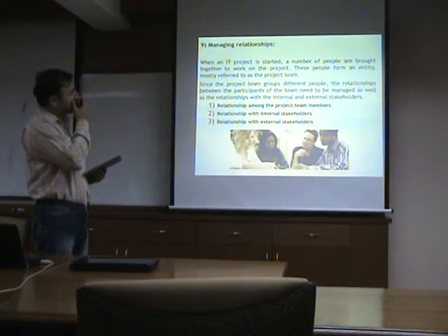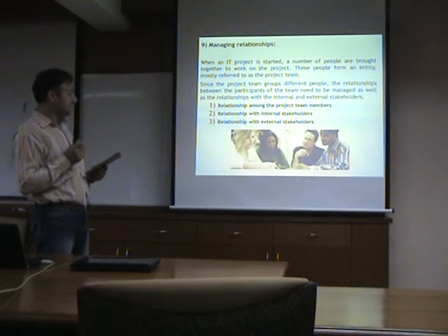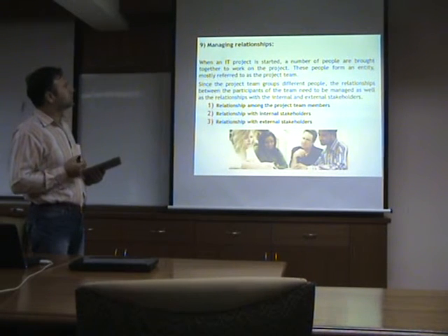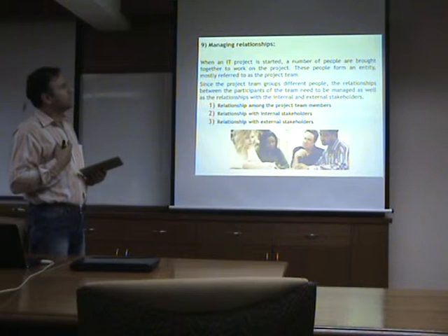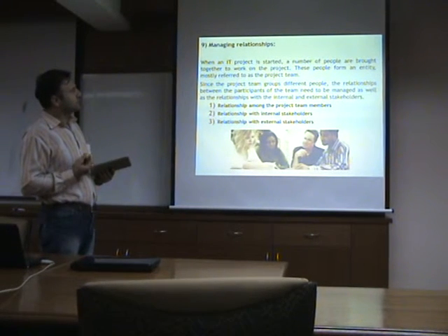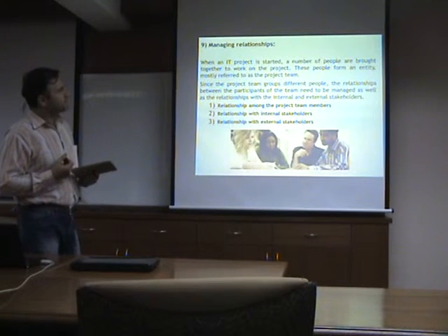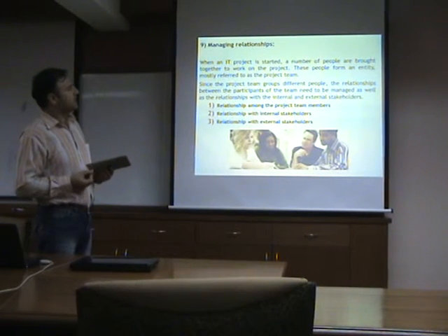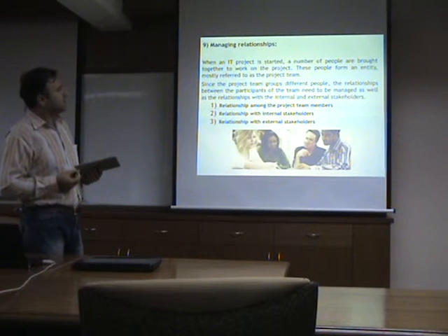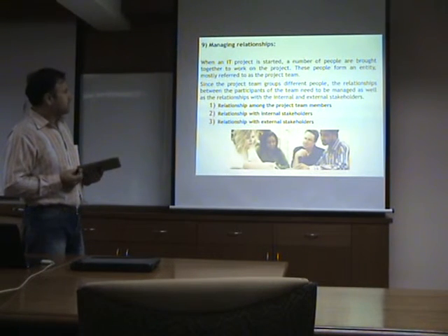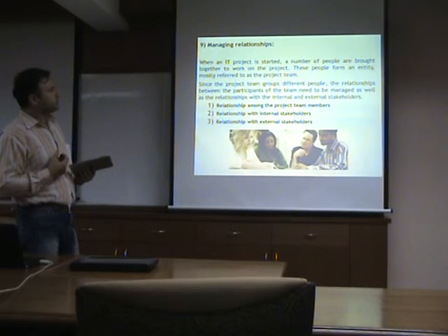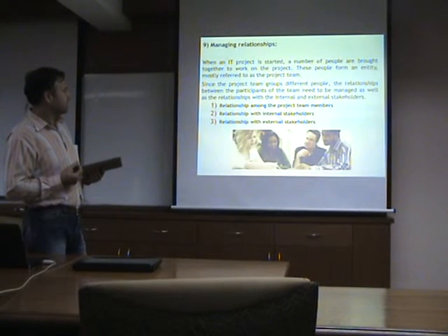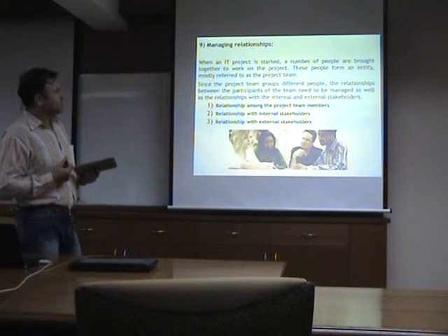The other factor is managing relationships. When an IT project is started, a number of people are brought together to work on the project. These people form an entity, mostly referred to as the project team. Since the project team groups different people, the relationships between the participants of the team need to be managed, as well as the relationship with the internal and external stakeholders. One is the relationship among the project team members, second is the relationship with the internal stakeholders, and third is the relationship with the external stakeholders.